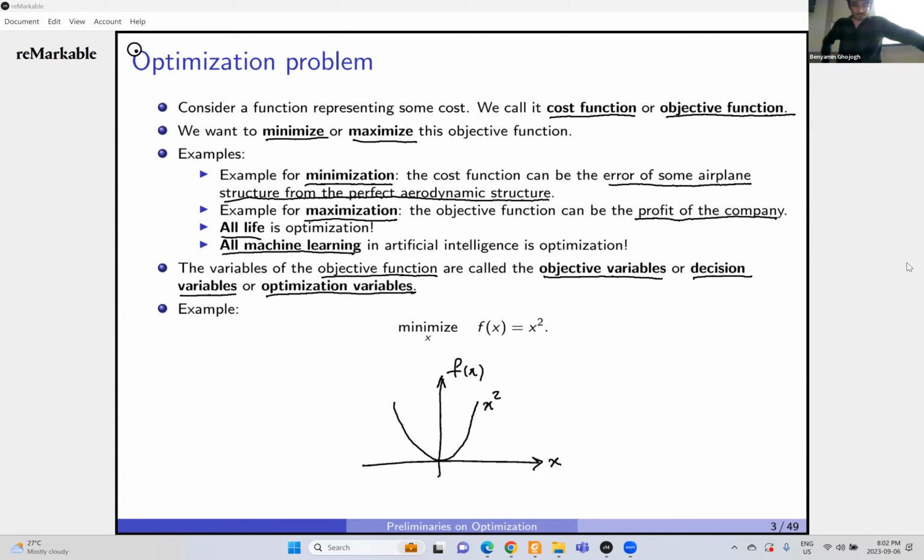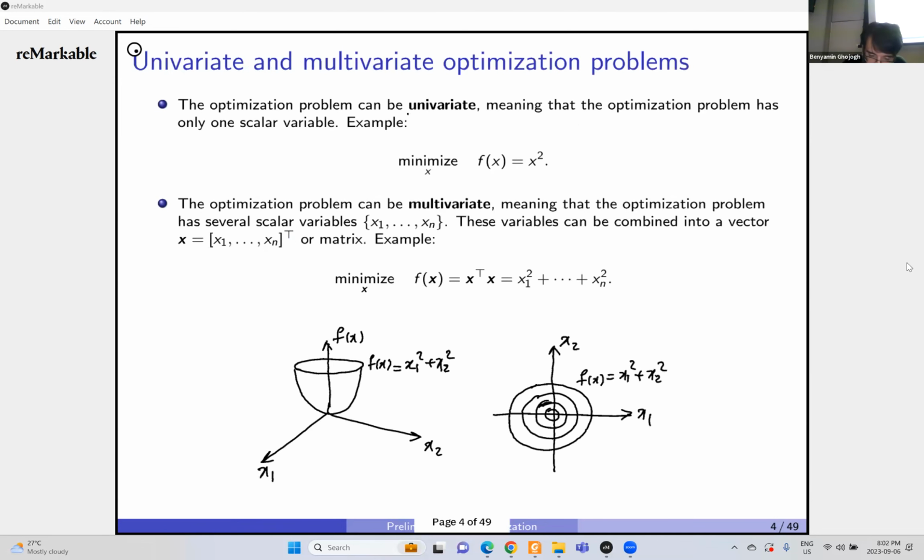And so here, for example, f of x is x squared. X is the optimization variable, right? Here, x is univariate. And by the way, decision variable is usually used when it is linear programming. They usually call it decision variable. Okay. Here, it can be univariate or it can be multivariate.